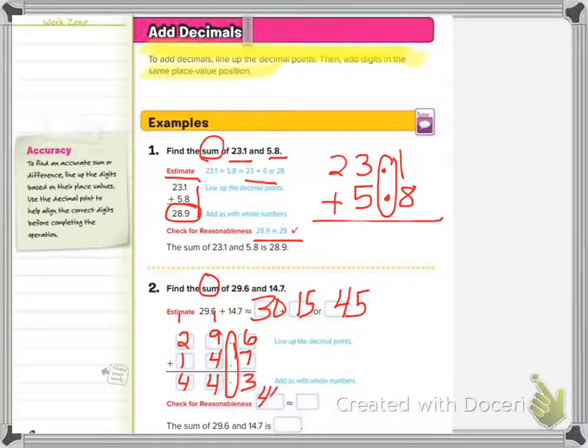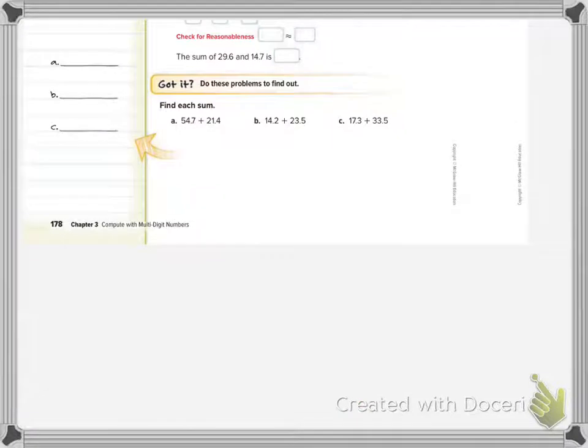So we have 44.3. And these squiggly lines, that means almost equal to. So not exactly equal to, but almost, is about 45. Yes, that's true. Okay, let's go to the next one. Down at the bottom of the page it says, got it. I want you to pause your video and do A, B, and C.